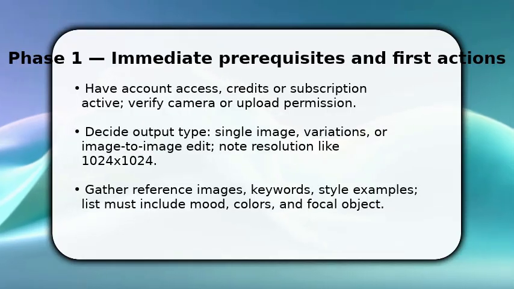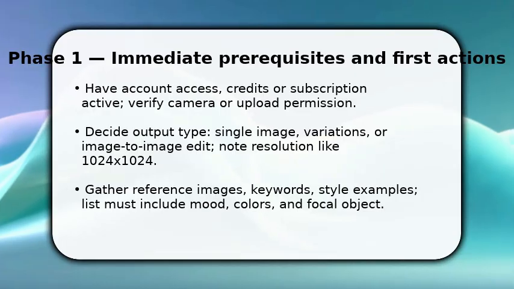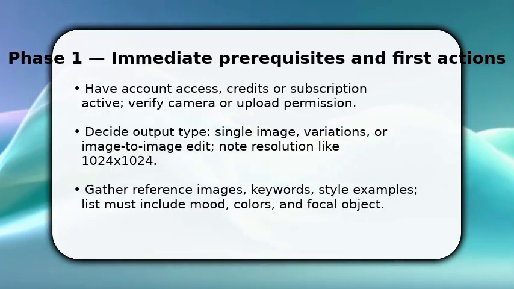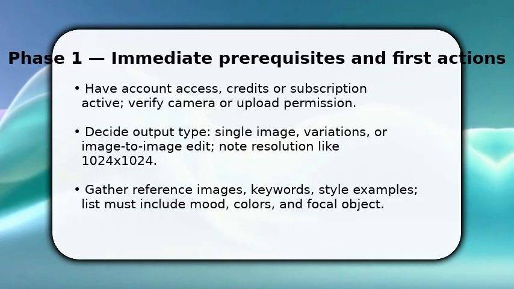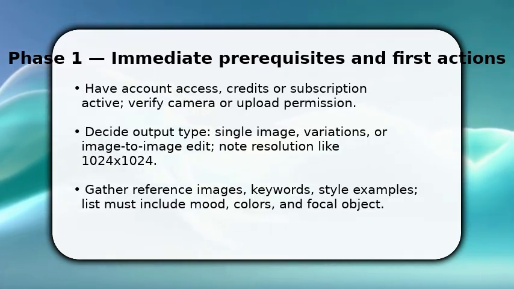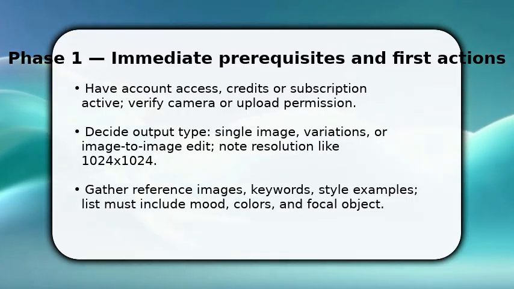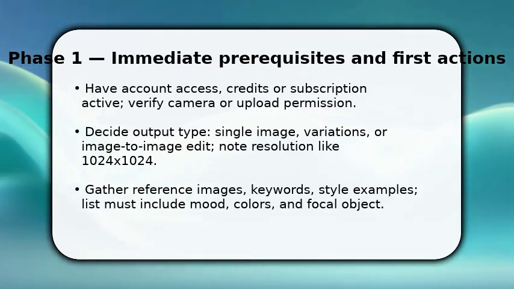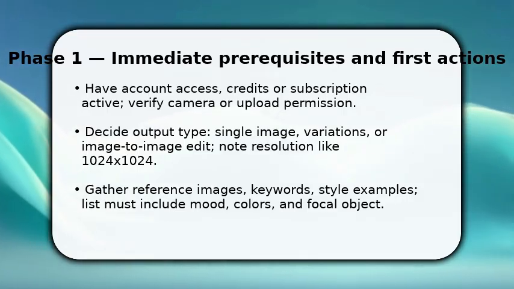You begin by confirming account access, and that image generation is enabled for you. This saves time. Next, choose whether you want a fresh image, variations, or an edit, because each mode uses different settings and input. Gather 1 to 3 reference images and write a concise prompt listing the subject, style, mood, and desired resolution. This helps the model match your intent.